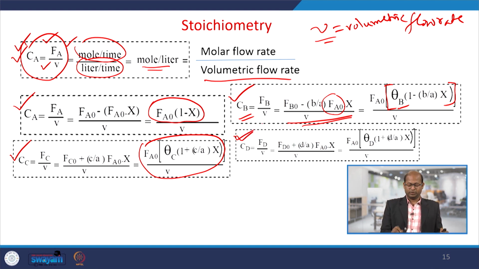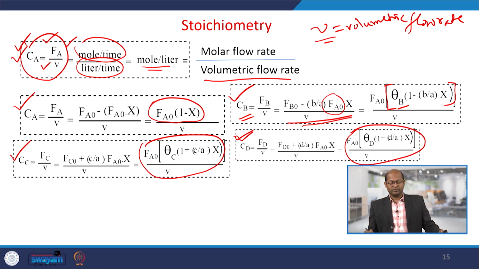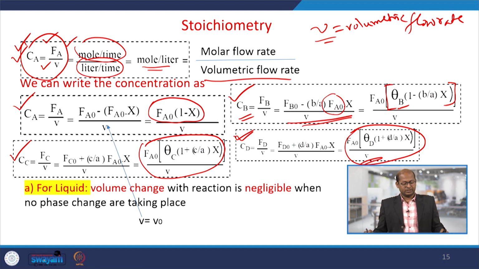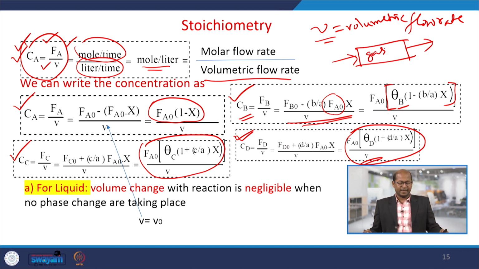Similarly for component D also we can write the concentration in terms of the initial molar flow rate of component A, theta d into 1 plus d by a into x by small v, the volumetric flow rate. Now the concentrations are written this way. Now for the flow system, here the reactor is a flow reactor or continuous reactor, so the reactions can be conducted in the gas phase, where the reactants are in the gas phase, or maybe both reactants are in the liquid phase.